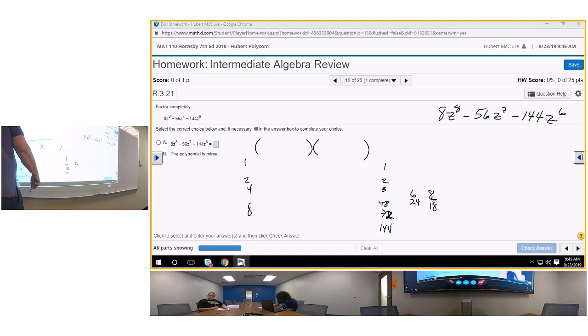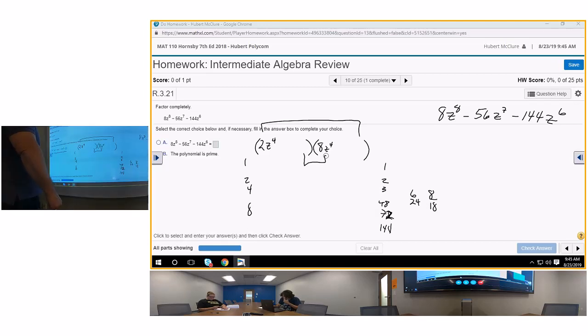Good. I'm going to go with 2z to the 4th and 8z to the 4th. Outside, inside, and let's see, I need a 56. So I'm probably going to go with that 3 and 48 first, or 6 and 24. Let's see, 8 times 8 is 64. No, that's not going to work. You could try, let's see, 6 times 8 is 56.